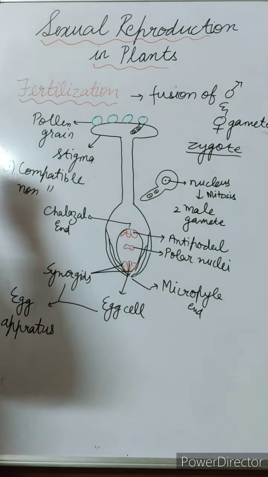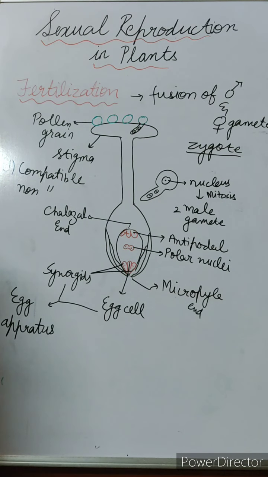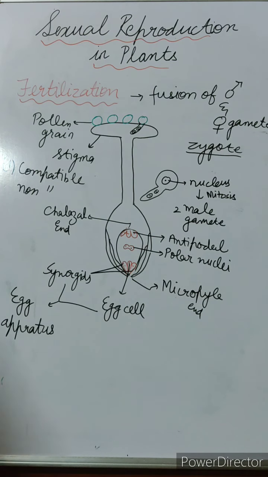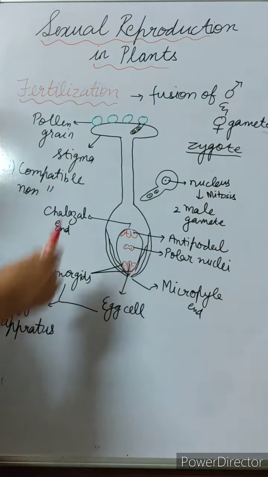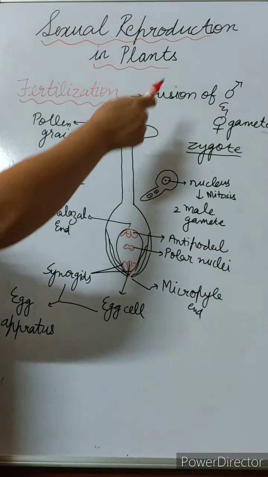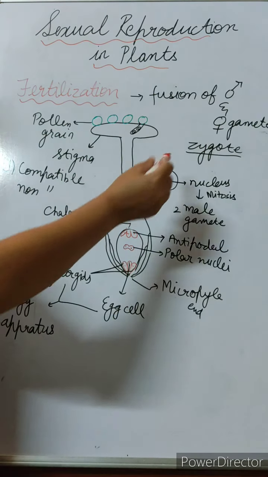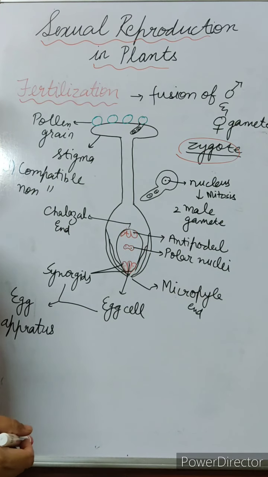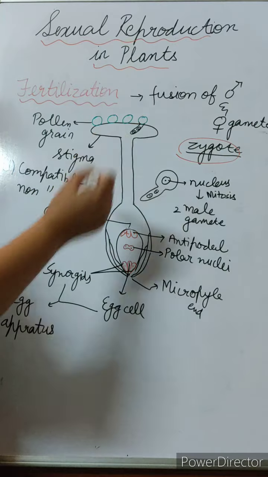Today's class we are going to learn about the most vital step in sexually reproducing organisms, that is fertilization. So basically, fertilization in very simple words is the fusion of male and female gametes, and when the male and the female gamete fuse, it results in the formation of a diploid structure that is known as a zygote.